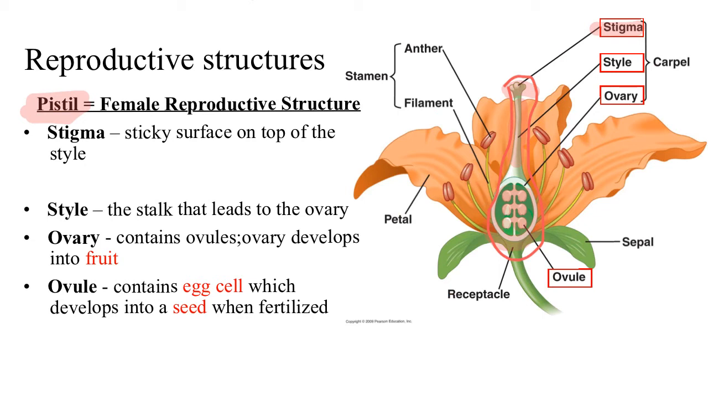So just to summarize, we have the stigma on top. That contains sticky stuff to help the pollen stick to it. We have our style, which is just a tube that leads to the ovary. Within the ovary, we have ovules, and the ovules are going to contain an egg cell. That egg cell will be able to fertilize with the male pollen, and eventually we get a seed.